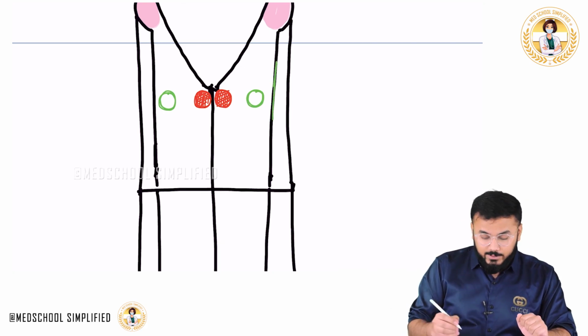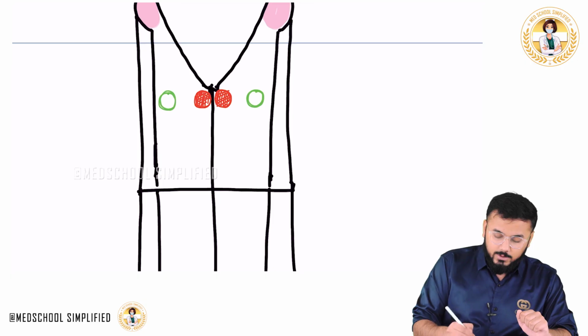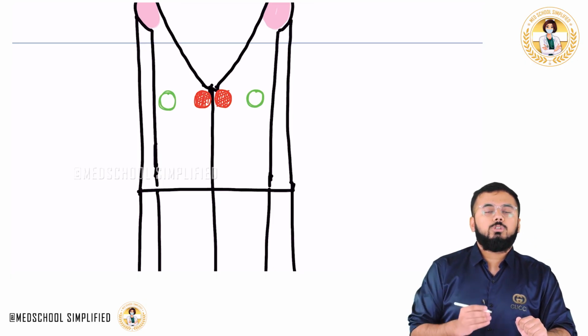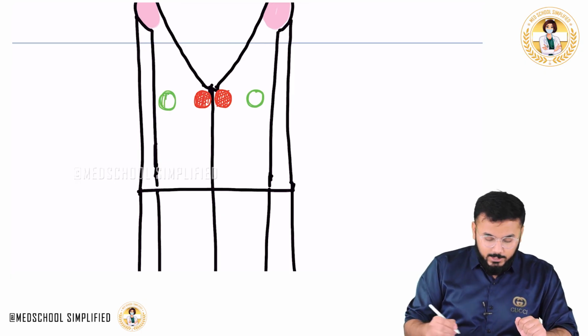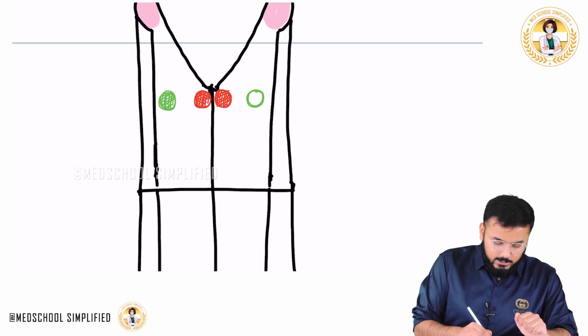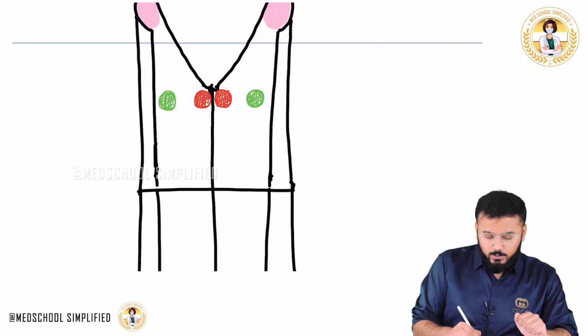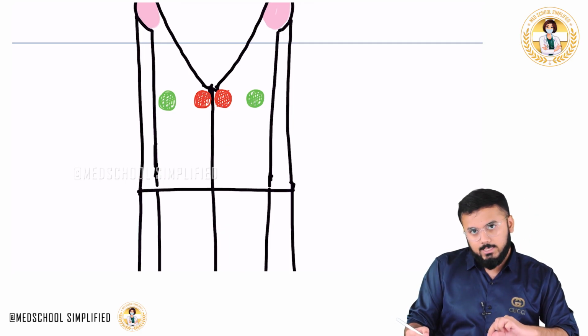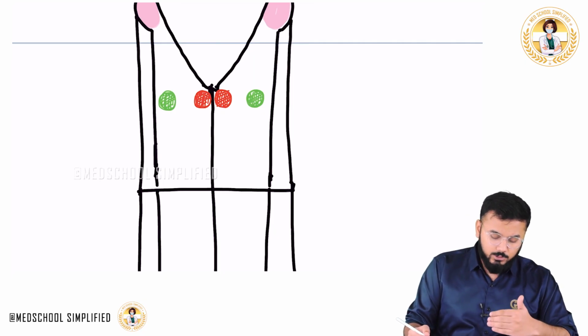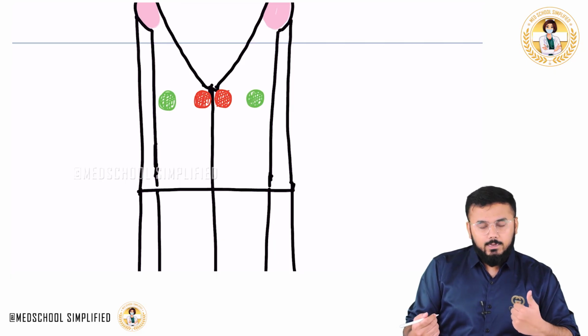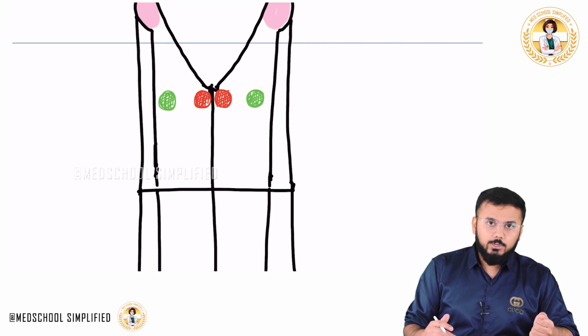Where are these located? What is this line over here? This line is called the posterolateral sulcus, right? So near this posterolateral sulcus, you have got two more tubercles like this. These tubercles are called cuneate tubercles. So the two tubercles in the center, the red ones, are called gracile tubercles. The two tubercles on the periphery, laterally located, are called cuneate tubercles.